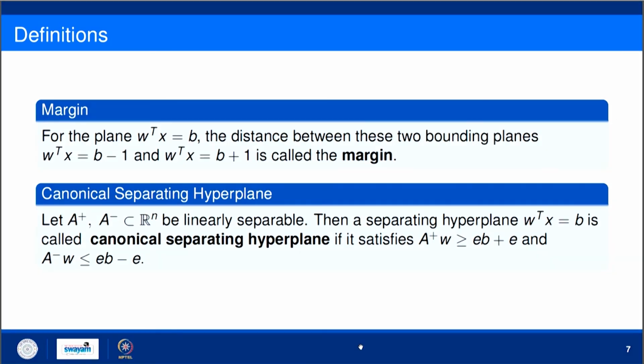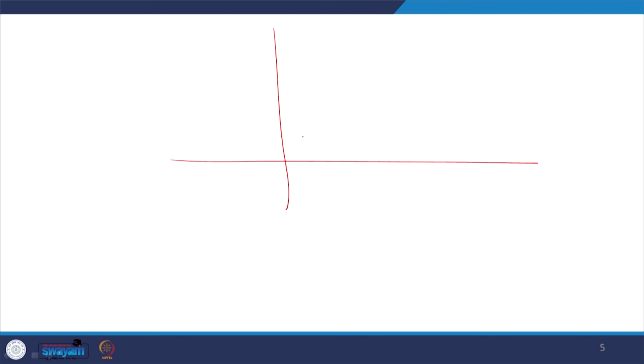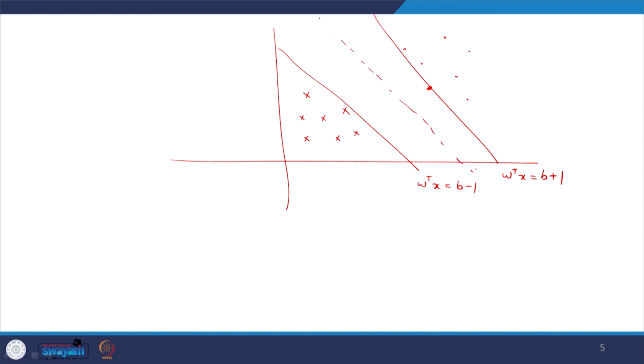Now, you are having this type of structure: you are having the plus 1 class, you are having the minus 1 class. Suppose this is W transpose x equal to B minus 1 and this is W transpose x equal to B plus 1. This is on the point W transpose x equal to B plus 1 and this is some plane which is W transpose x equal to B. So, the distance between these two bounding planes is called margin.